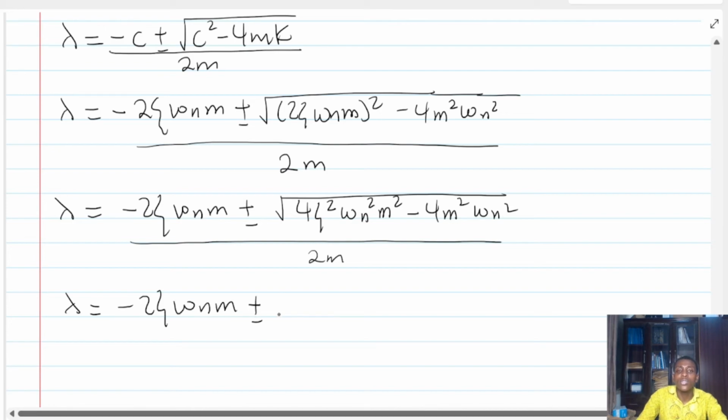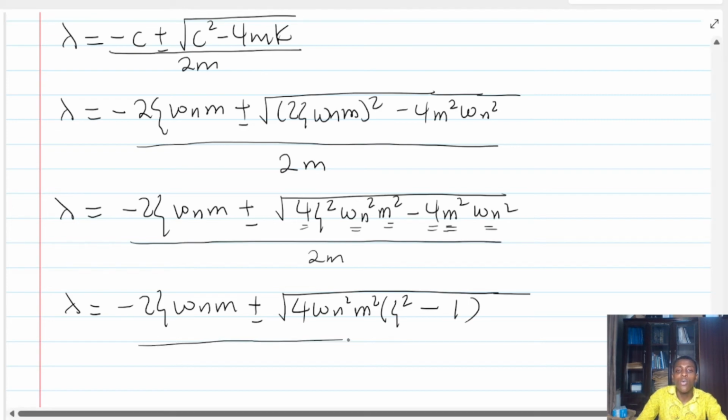Therefore, I can see that my lambda is going to be minus 2 zeta omega n m plus or minus the square root. Now 4 is here, 4 is here. Omega n squared is there, m squared is also there. So I have 4, omega n squared, m squared here, and 4, omega n squared, m squared there. So it means I can factorize everything out, then I'll get zeta squared minus 1. Okay. Now, having done this, I'll divide the whole of this again by 2m.